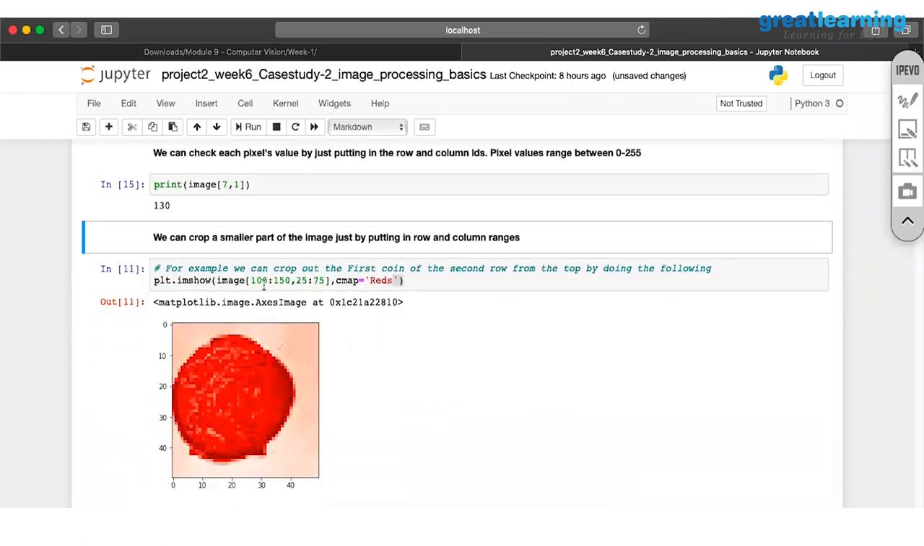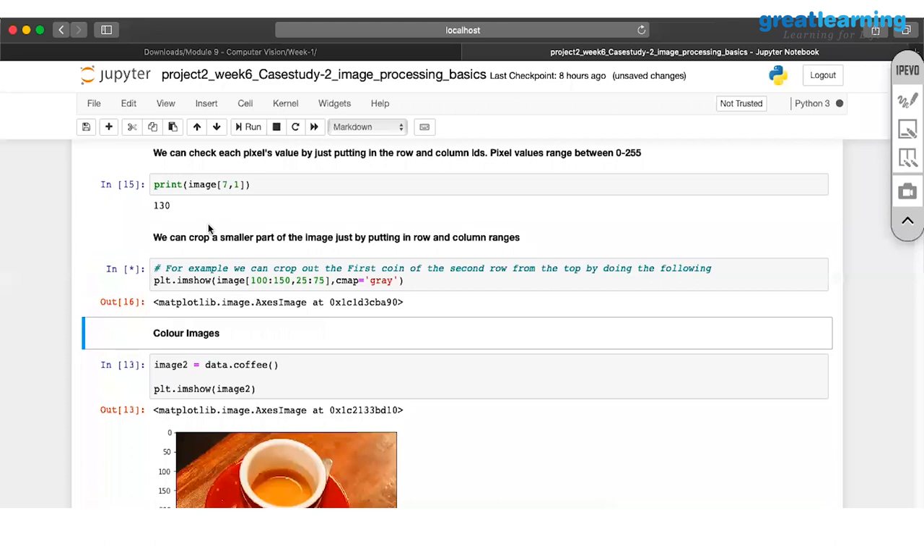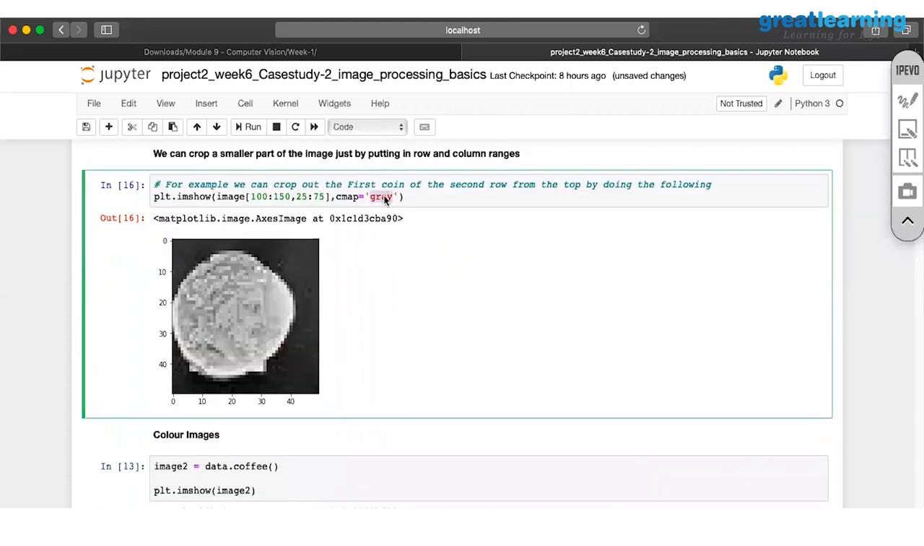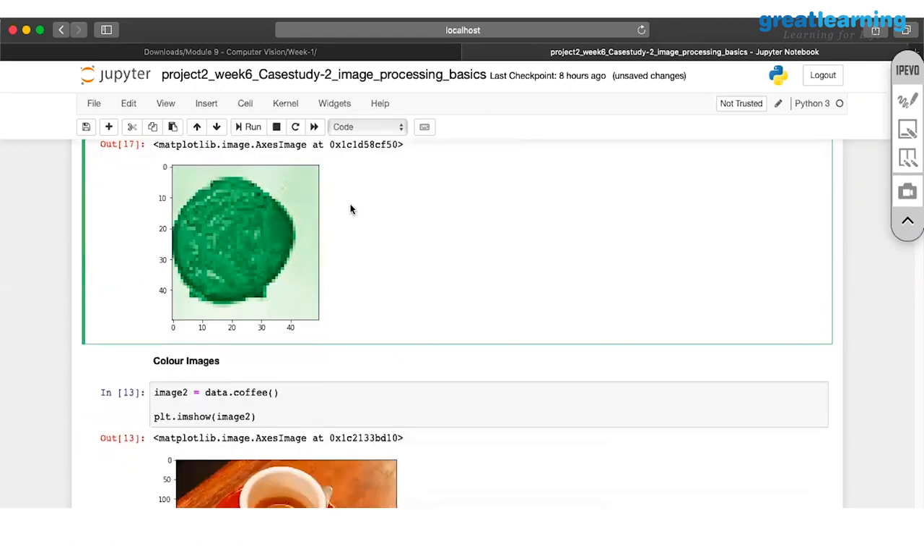Okay, so what do we do now is, let us say I want to show you a grayscale image. So I will say gray. In that case, I'll get a gray one. If you want a green one, greens, we'll get a green one. Yeah, so these are some manipulations on CMAP.